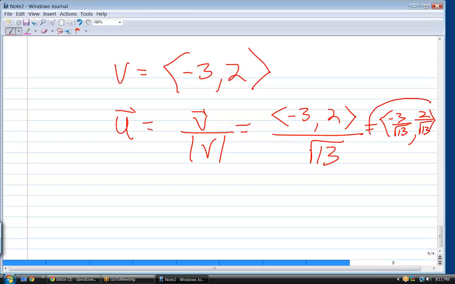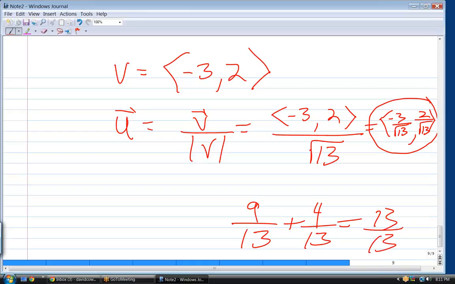If I were to give you that vector and say, what is its magnitude? You're going to square it, add them together, take the square root. That's going to be 9/13 plus 4/13 is 13/13. Magnitude of that unit vector is 1. That's the definition of unit vector. Its magnitude has to be 1.